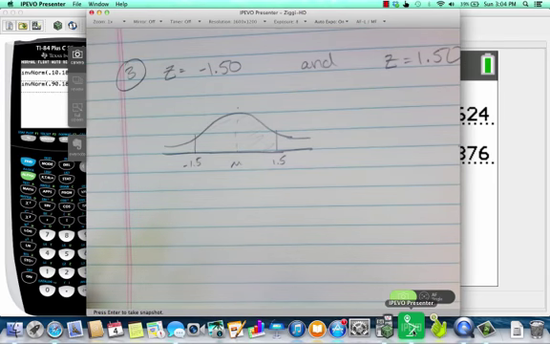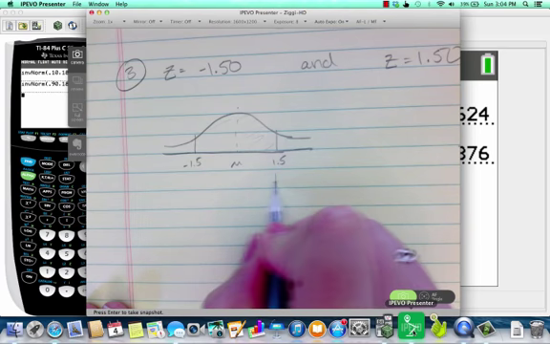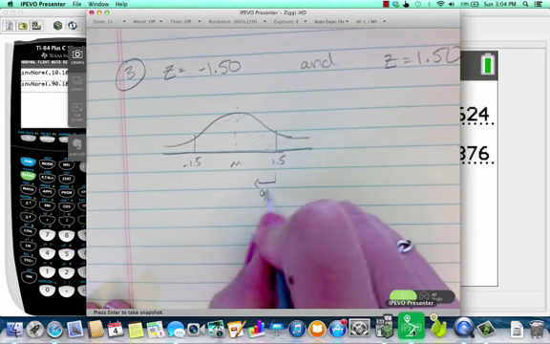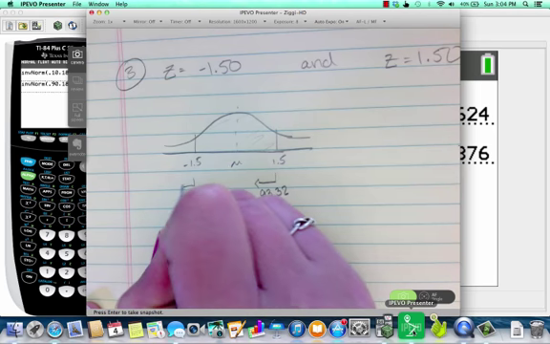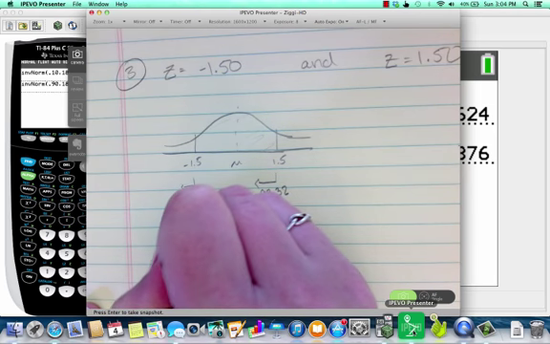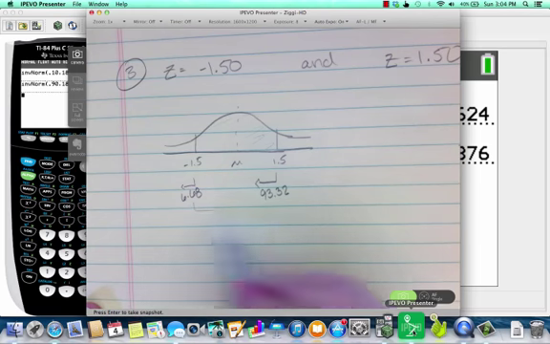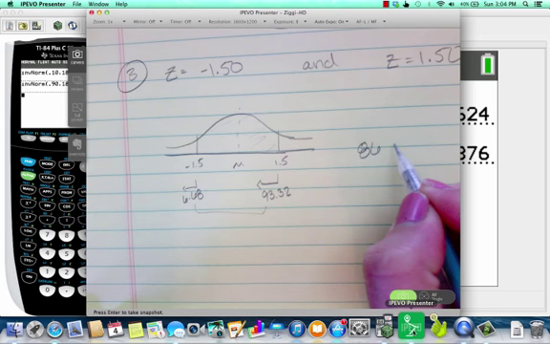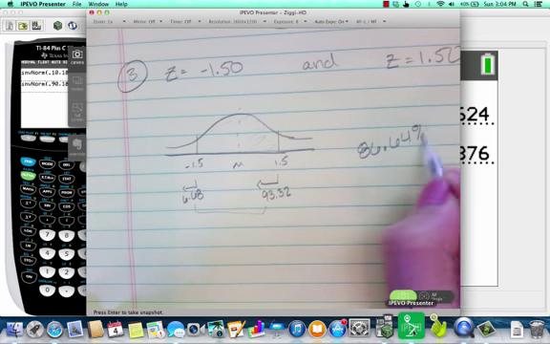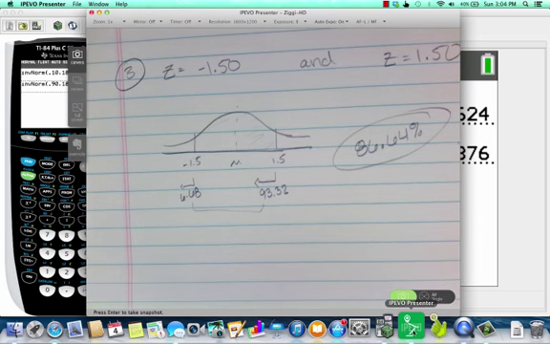So what this tells me is 93.32% fall below this value. But I know that below this one, it was 6.68. So I'm looking for the area between those. So 93.32 minus 6.68 gives me 86.64%.